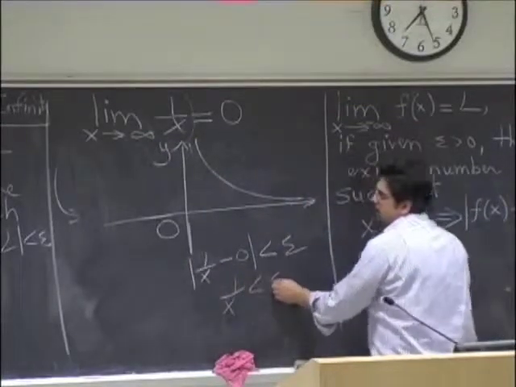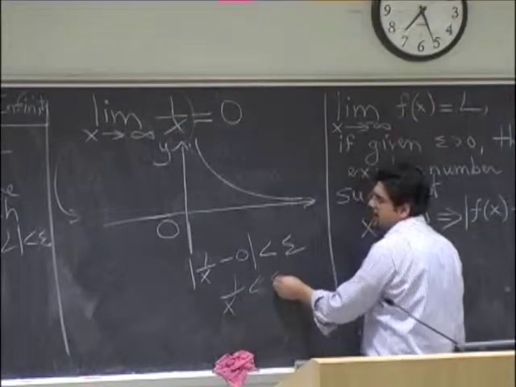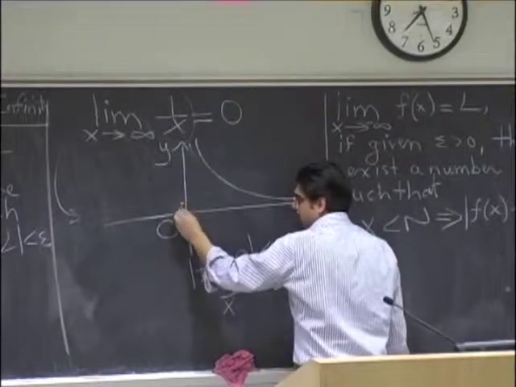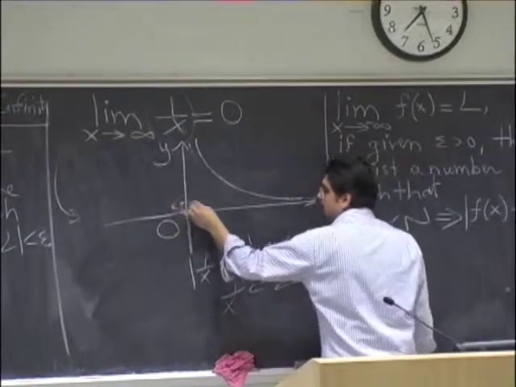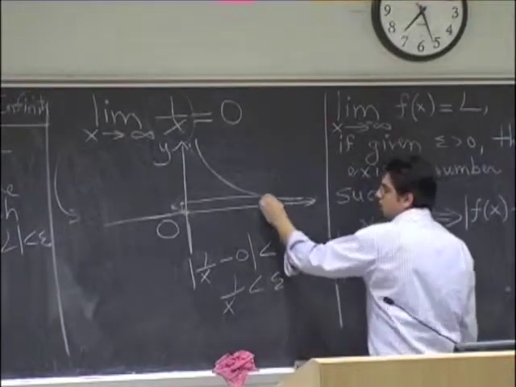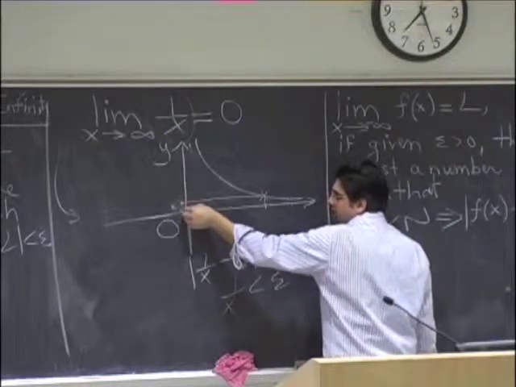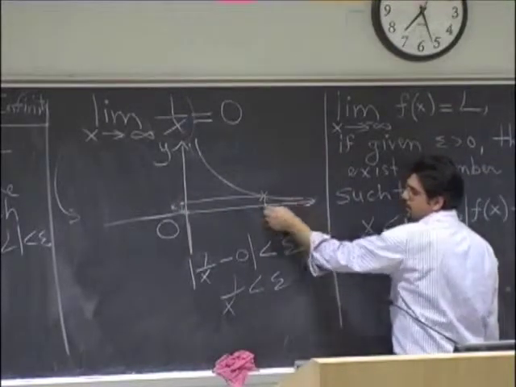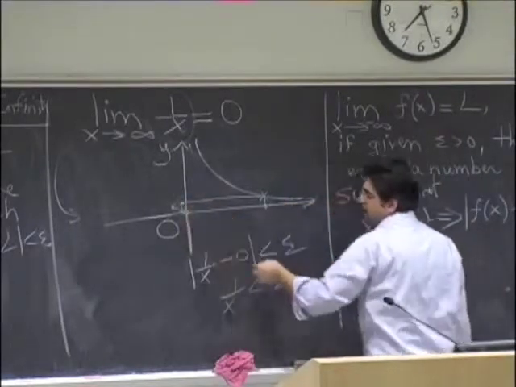So 1/x < epsilon means that the y value has to be less than epsilon. Here's 0, and let's say that much is epsilon. So you come here, and that gives you an x value. According to the graph, if I want my y value to be within epsilon away, what part of the x-axis do I have to occupy? To the right of that, because the further right I go, the closer to 0 I get, so I'm within epsilon away.